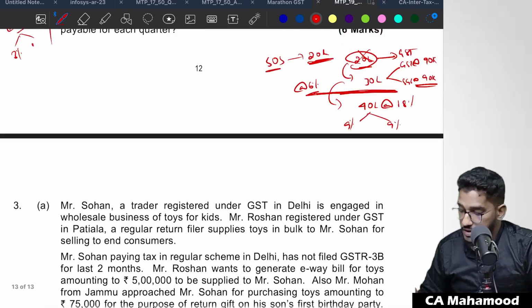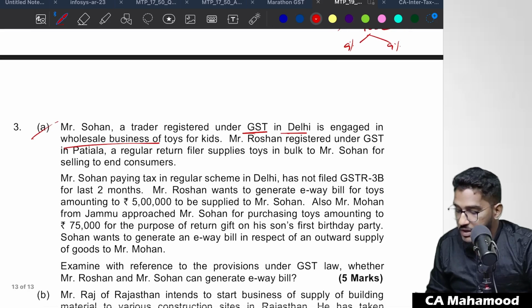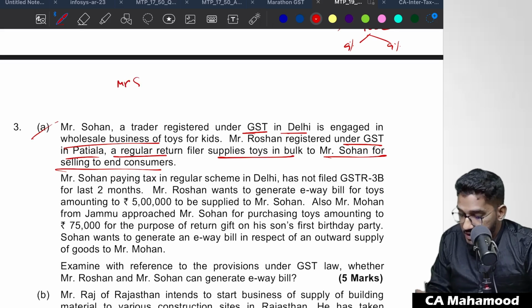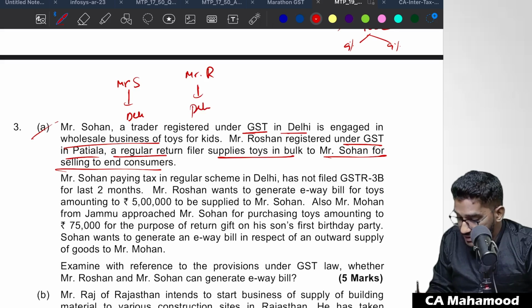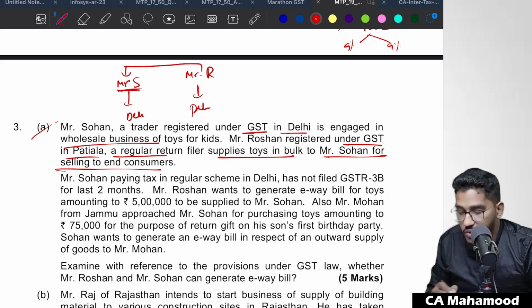Clear? Next one. Mr. Sohan, a trader registered under GST in Delhi, is engaged in wholesale business of toys for kids. Mr. Roshan, registered under GST in Patiala, a regular return filer, supplies toys in bulk to Mr. Sohan for selling to end customers. So Mr. Sohan, where is he registered? He is registered in Delhi. There is another registered person, Mr. Roshan, who is registered in Patiala. And Roshan supplies the goods to Sohan.